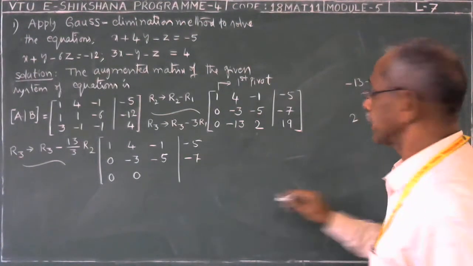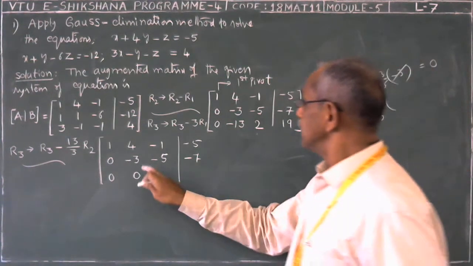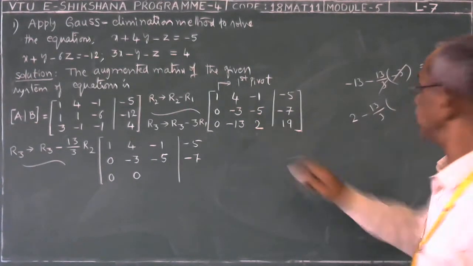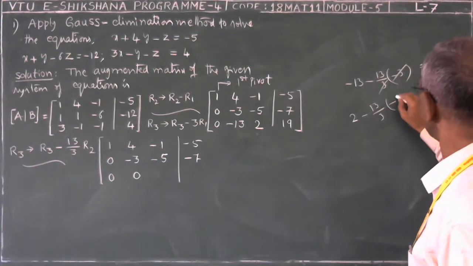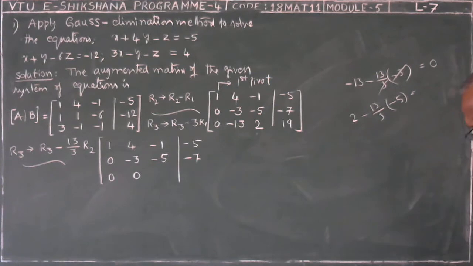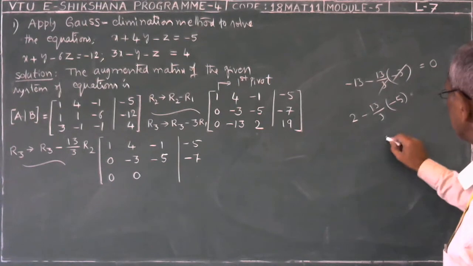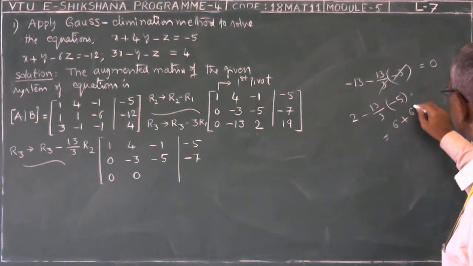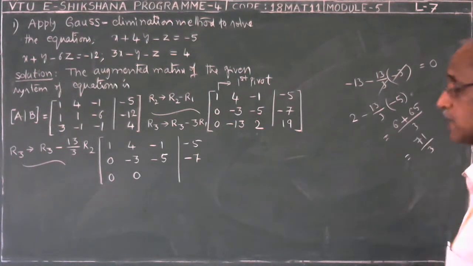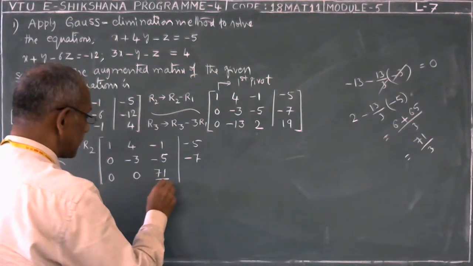Now look at this 2. 2 minus 30 by 3 times minus 5, the corresponding R2 element minus 5. If you simplify this, you get 6 plus 65 divided by 3. So this is 71 by 3. So this is 71 divided by 3. Okay.